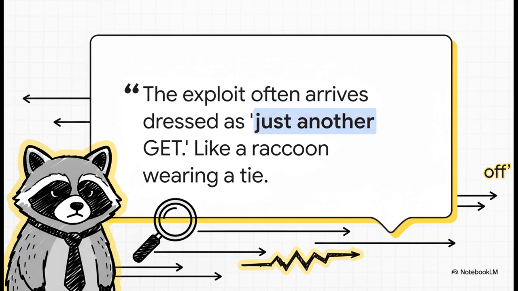I absolutely love this analogy from the source material because it's just so true. The exploit tries to blend in. It looks like a normal request, but if you look closely, something is definitely off. It's a raccoon in a tie. You know it when you see it.